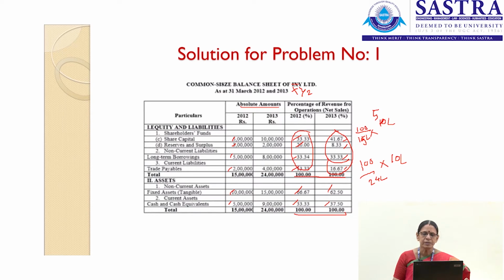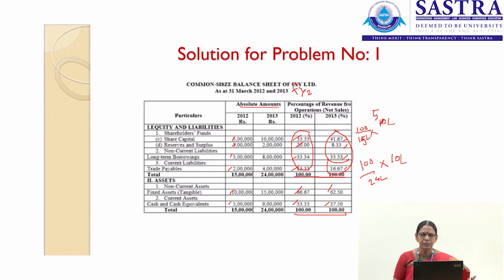See to it, 33.33 is the share capital. Now, it is 41.67. That means the share capital has increased. The same way we have 20% and we have 8.33%. That means the appropriation of reserves has decreased. When we come to long-term borrowings, it is 33.34% and 33.33%. That is, 1/3 of your total capital is long-term borrowings. So the proportion is maintained here.